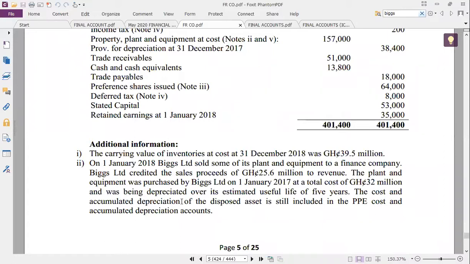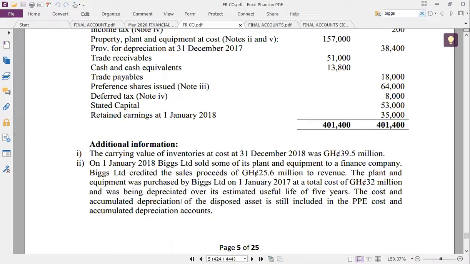Now let's see. The plant and equipment was purchased by Bix Limited on January 2017 at a total cost of 32 million and was being depreciated over its estimated life of what? Of 5 years. The cost and accumulated depreciation of the disposed asset is still included in the PPE cost and accumulated depreciation account. We saw the last stage of PPE, that's derecognition. During disposal of an asset, the asset details must be what? Eliminated from the books. The disposed asset must be eliminated, and here they've not done that. And I promise you that the examiner will not do that for you. You will do it. Good.